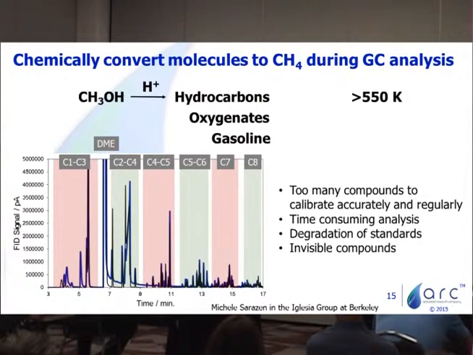So this blue line, which might be hard for some of you in the back to see, shows the new FID signal now that everything has been converted to methane. So now the signal here is directly proportional to the carbon content of each compound. So now instead of calibrating each peak for the individual type of molecule, now all we need to do is integrate the peaks. And that gives us the relative carbon amounts of each of these different components.